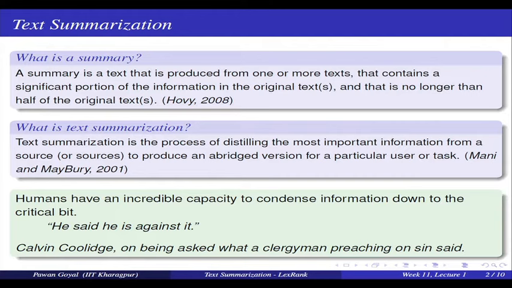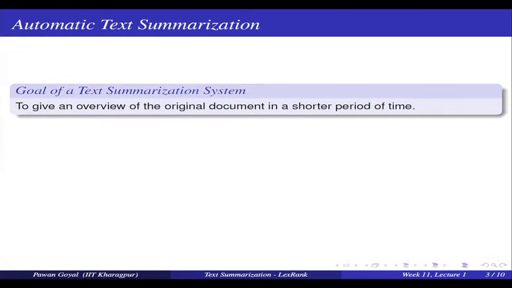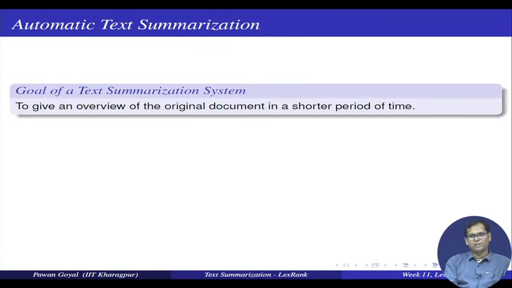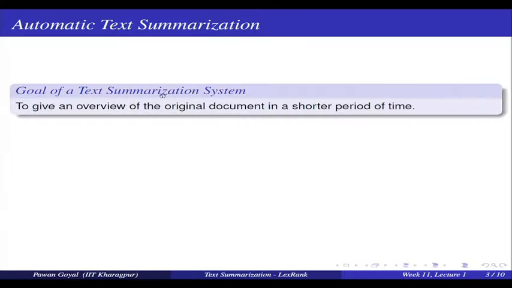But what about the machines? What can machines do? How can they achieve a summary from a given text? When we talk about automatic text summarization, we are talking about an algorithm or a system that will take as input a document or set of documents, and for a task it will produce a summary out of that. So the goal would be to give an overview of the original document in a shorter period of time.